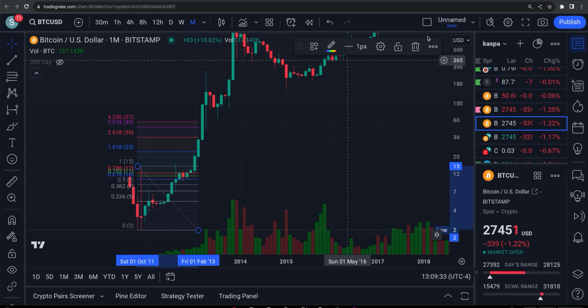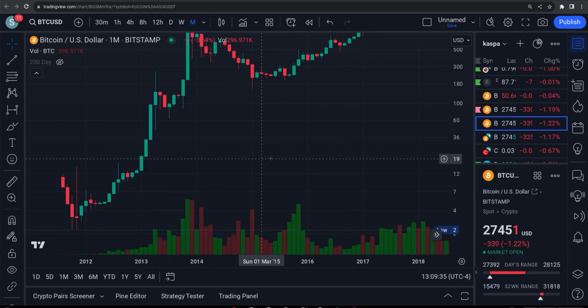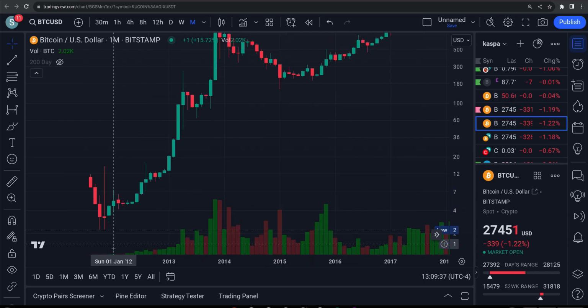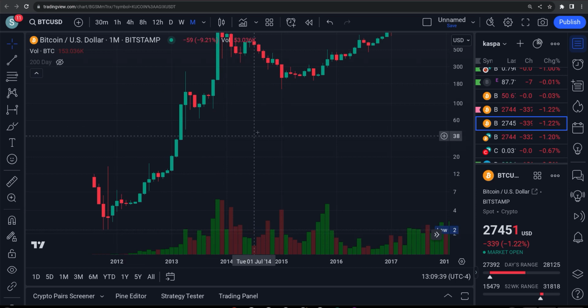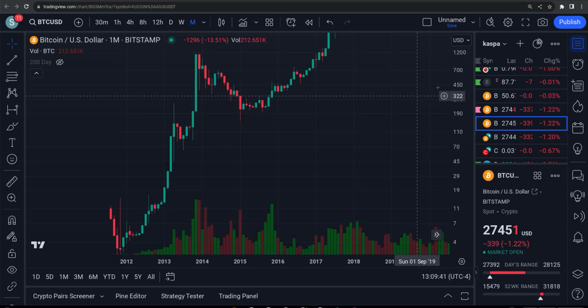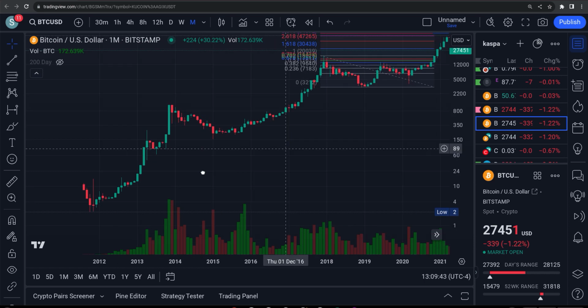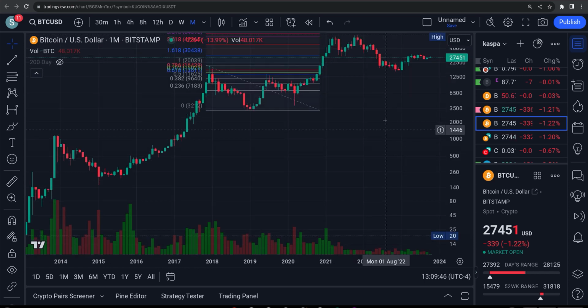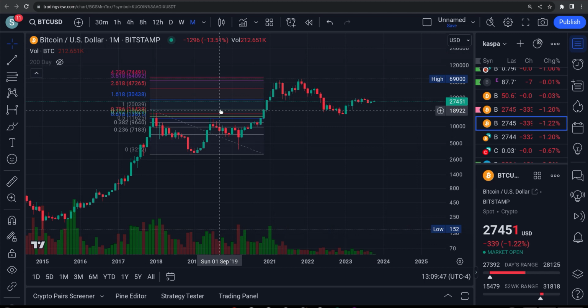So I love these fibs. A $240,000 Bitcoin, that will be incredible. But look at that low, $2. Could you imagine going back and throwing 10 grand at a $2 Bitcoin? What would it be worth today? All right, but you can see $244,000 target.